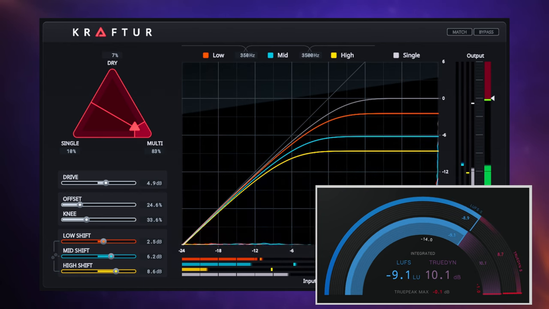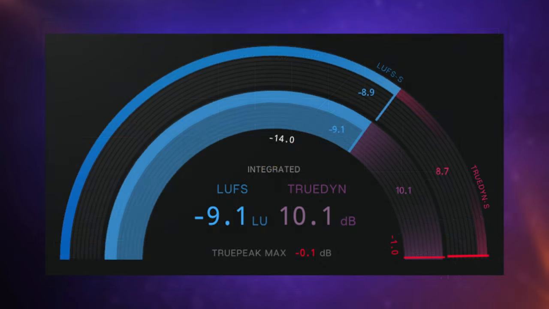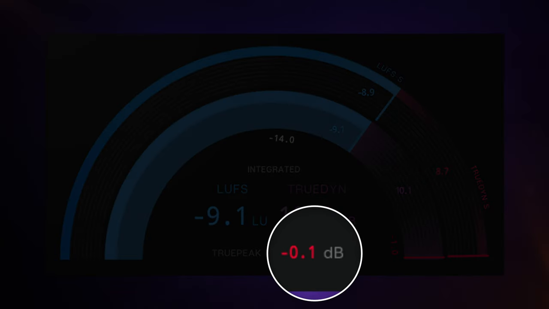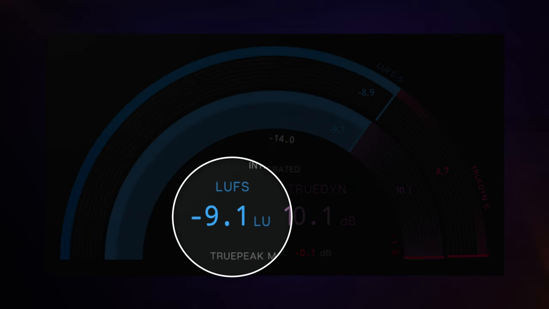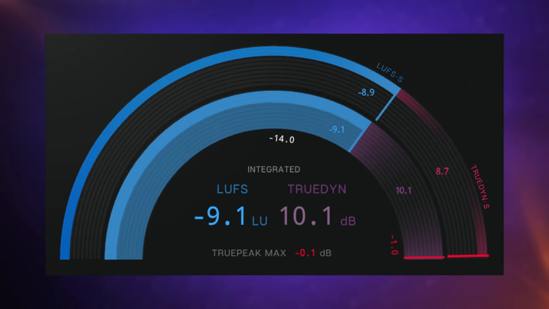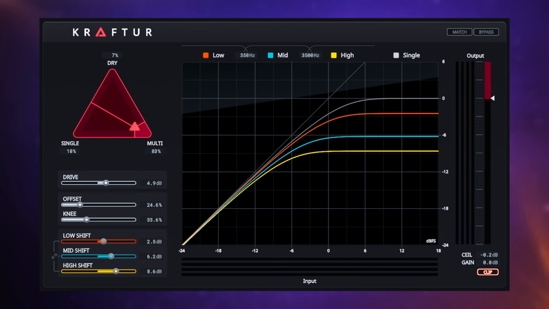So you probably noticed right away how much louder it was. And if we take a look at the metering, we still have a true peak value of minus 0.1. So that hasn't changed. But look at the LUFS value. It's now around minus 9 decibels here. So we've actually gained something in the region of 5 decibels, and that's why it sounds significantly louder. That's without using any kind of limiting or anything like that, just using this KRAFTUR plugin, which is mostly about saturation.